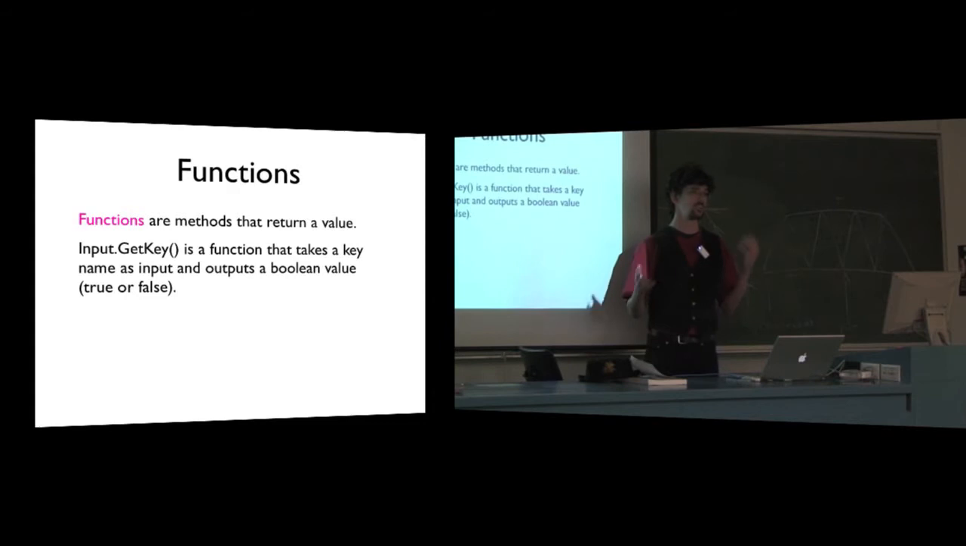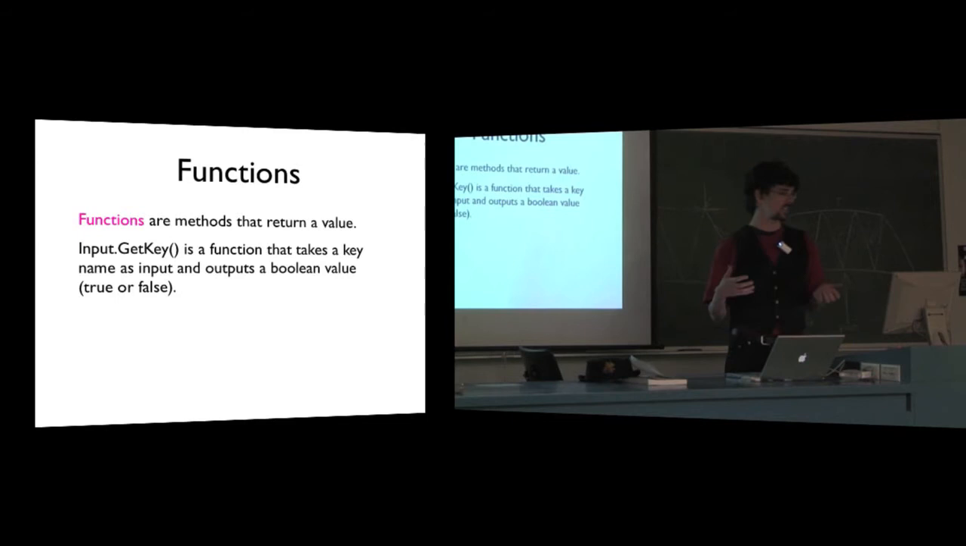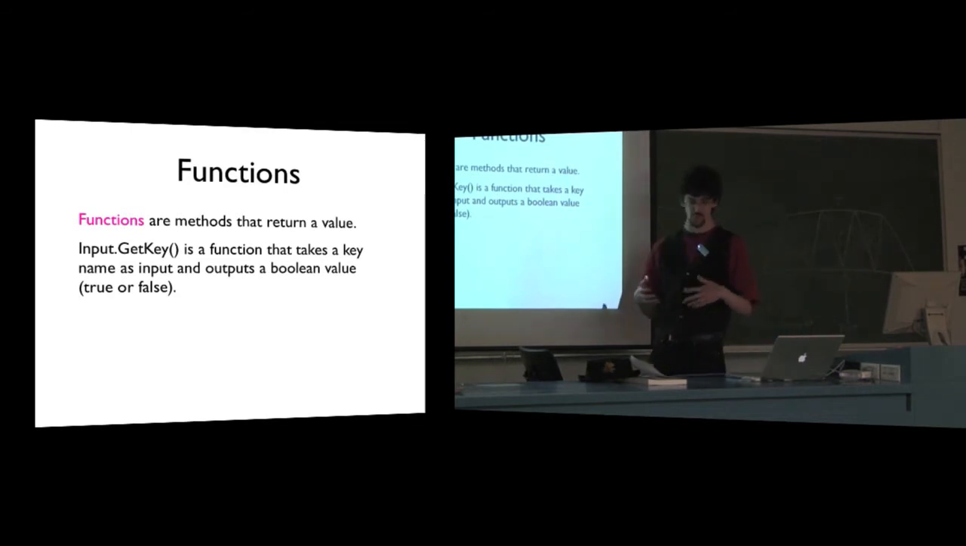Now, like I said, we use function and method interchangeably at many points. But usually a method is a block of code that does something, and a function is a block of code that does something and returns a value, gives you an answer back. So if you want to ask some question, like is this key being pressed? That's a function. It has an answer, yes or no. Or where is the mouse position? It might be a function. Or what is the distance between this object and that object? They're all examples of functions. It's an idea that you have some input.